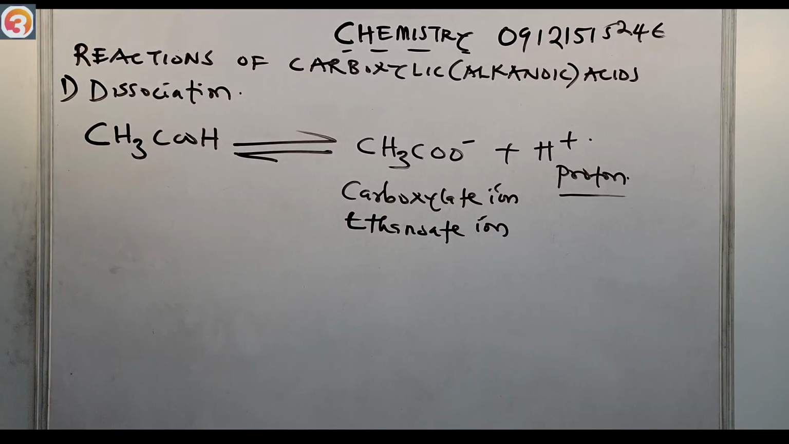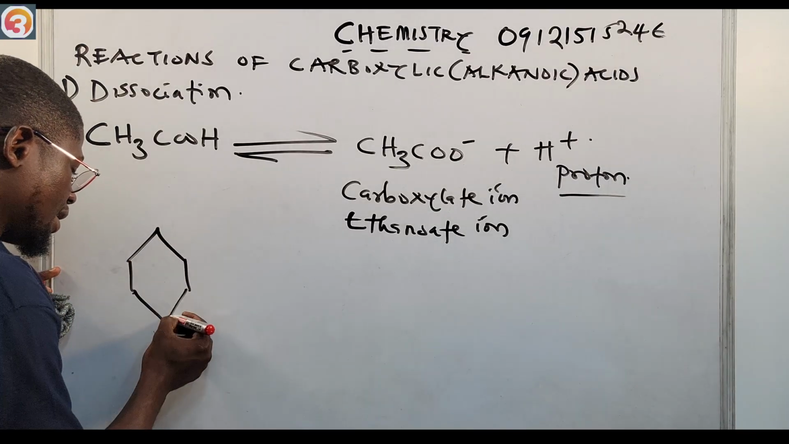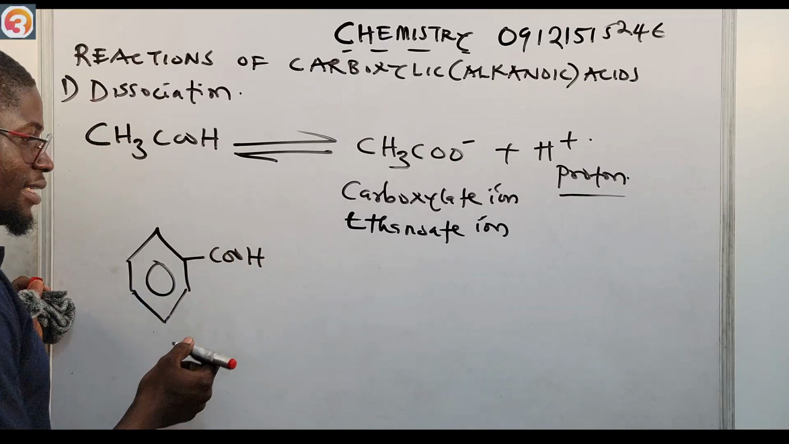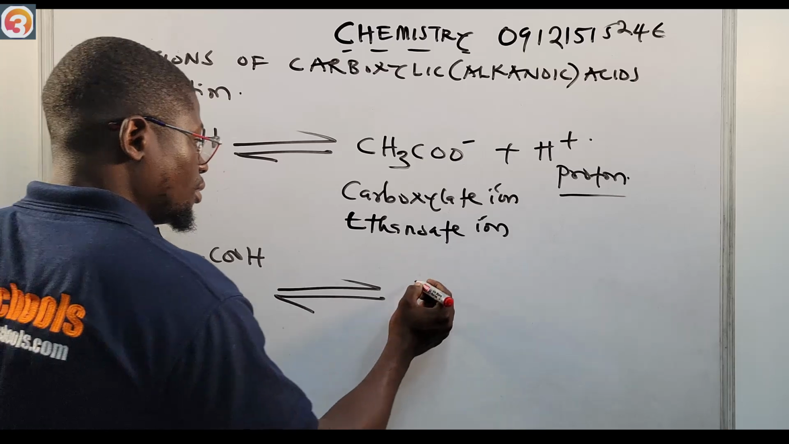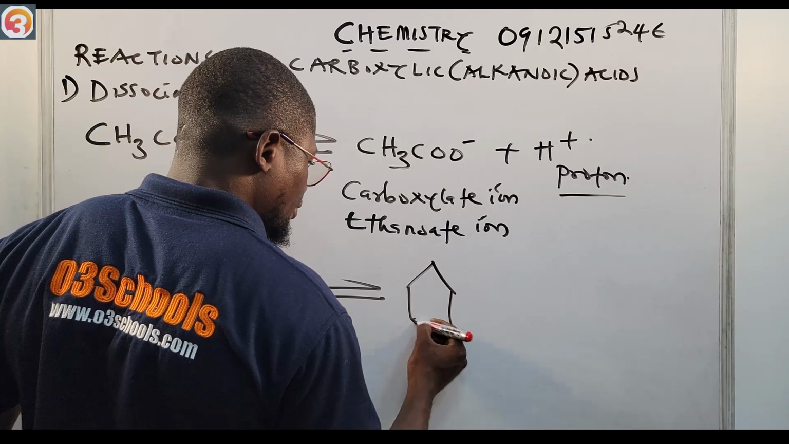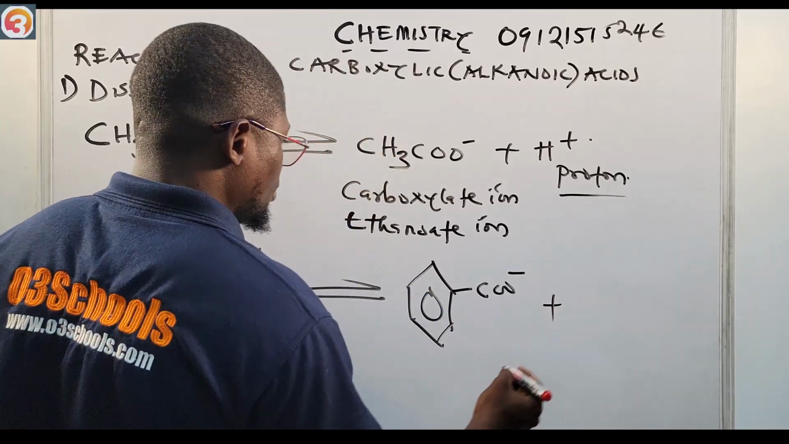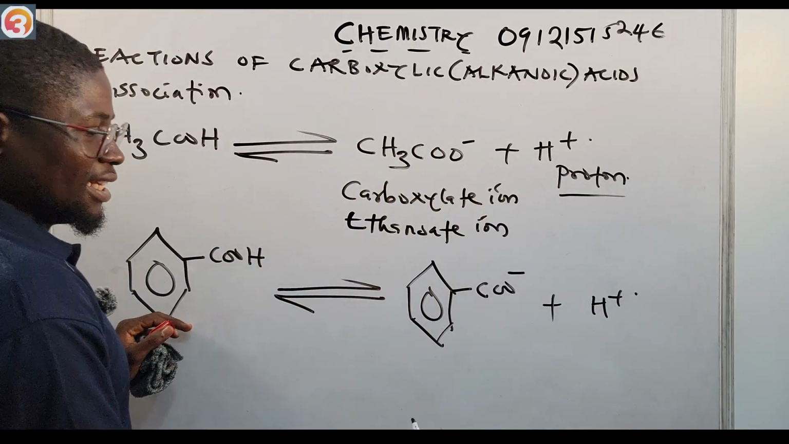So this is dissociation. For example, if we have benzoic acid, it's a benzene ring having attached to itself a carboxylic acid group. This one can also dissociate into the ring COO minus, plus H positive. It's also a carboxylate ion.